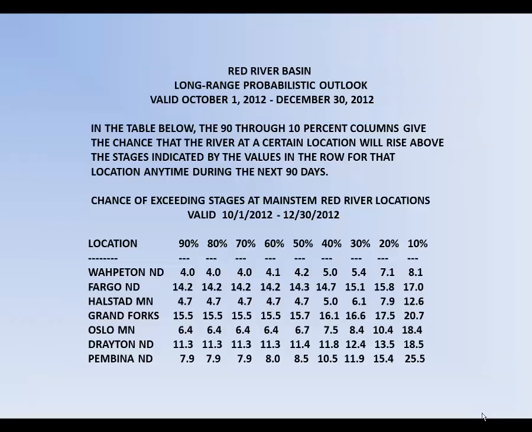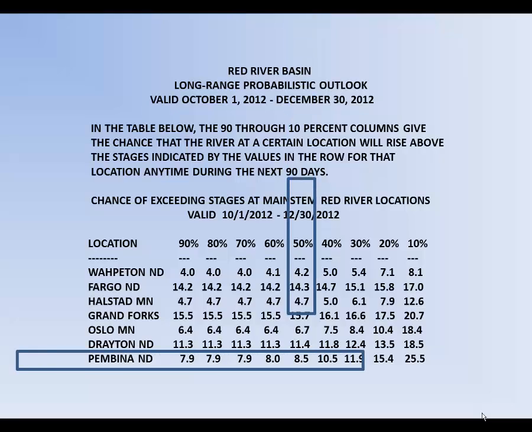A text product is issued to accompany the Outlook graphics. This table corresponds with the graphic on the previous slide. This product provides specific probabilistic river stage information in 10% increments from 10% to 90%. For example, there is a 50% chance the river stage at Pembina will reach or exceed 8.5 feet sometime between October 1st and December 30th, 2012. The text product may also provide a brief synopsis of the current and expected conditions over the 3-month outlook period.